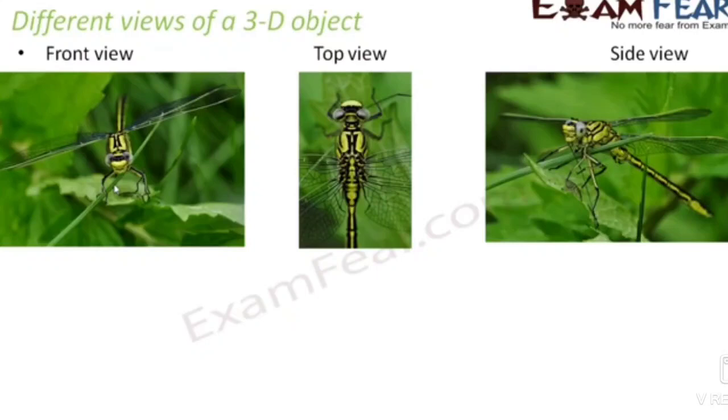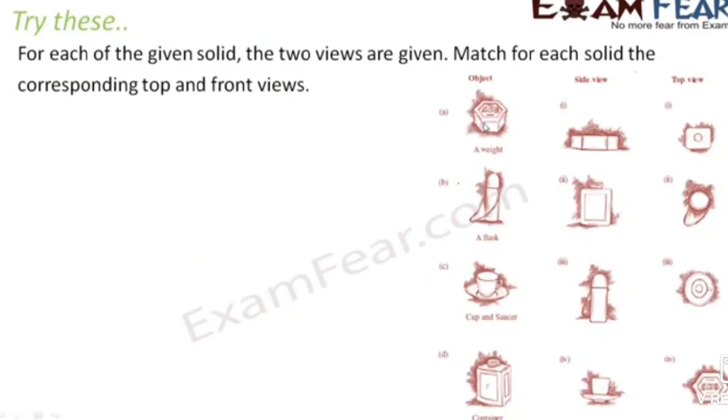When we are seeing from the front, we can't see the back side of that object. When we see from the top, we can't see the bottom side. When we are seeing from the left side, we can't see the right side. These are the views of a 3D object. In the front view we can see this, but the back side we can't see. Now the next is we have to pair them. For example, this is an object: how it looks from the side and how it looks from the top. We have to see that.